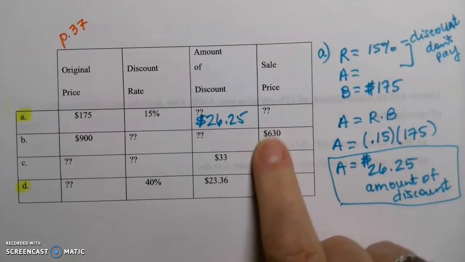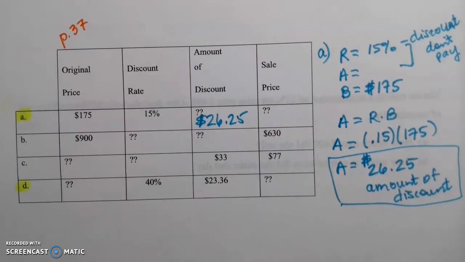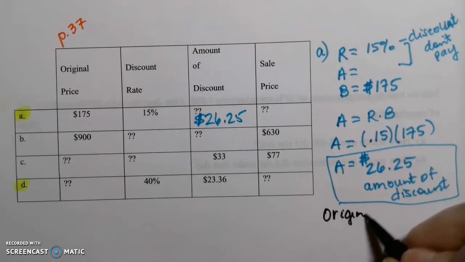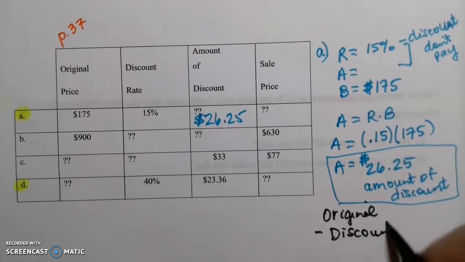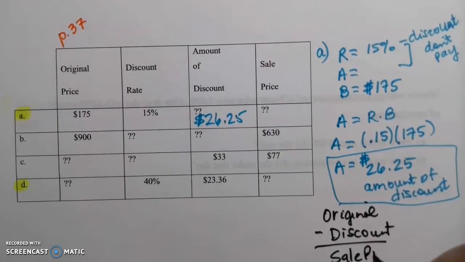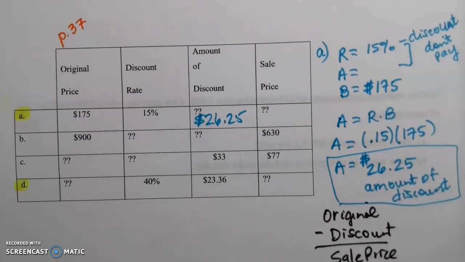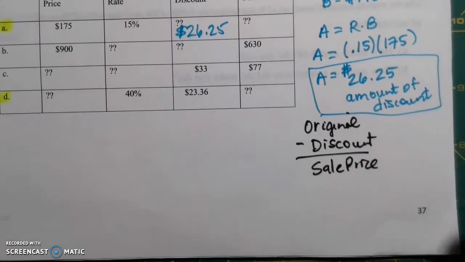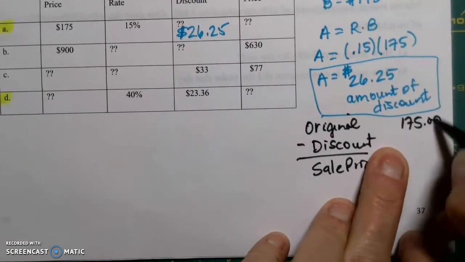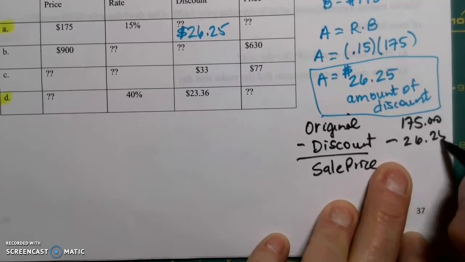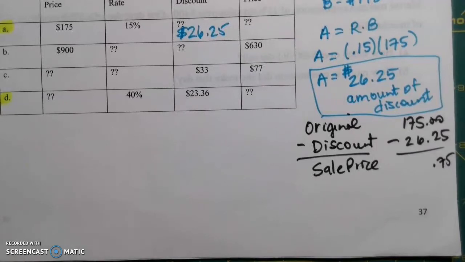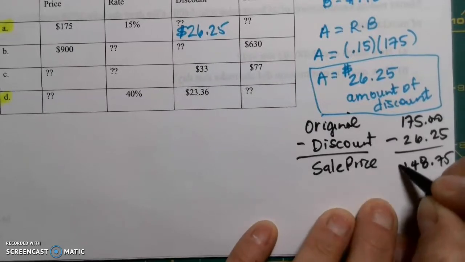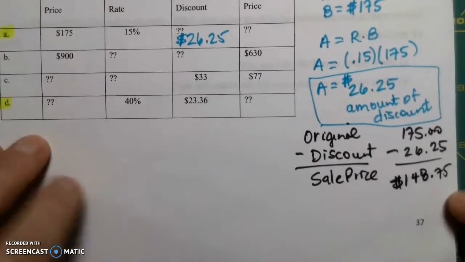The sale price is going to be the original price minus the discount. That's going to give us our sale price. So we're going to do that same thing here and take the $175 and subtract off the $26.25. And of course you can use your calculator for this. 175 minus 26.25, it's going to give us $148.75. So that is the sale price.